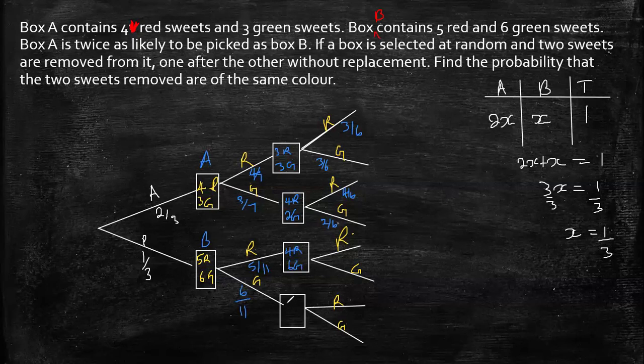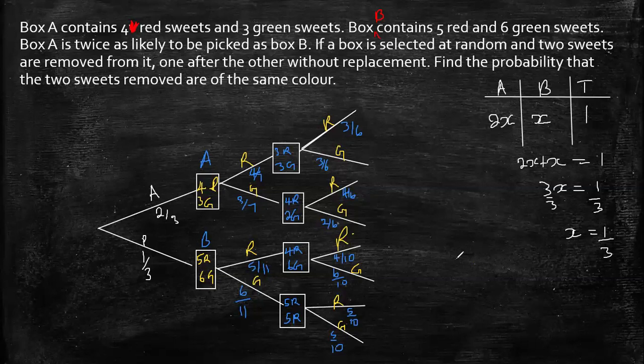Down, if we pick green, we are going to remain with 5 red, and the green one is also reduced to 5. So the probability of picking a red here is going to be 4 out of 10. This is going to be 6 out of 10. Then down here, you're going to have 5 out of 10. And still here, 5 out of 10. Is that clear? Yes, teacher.